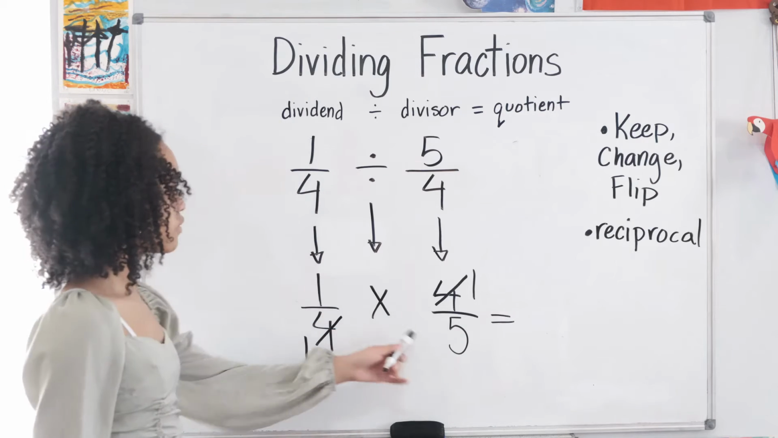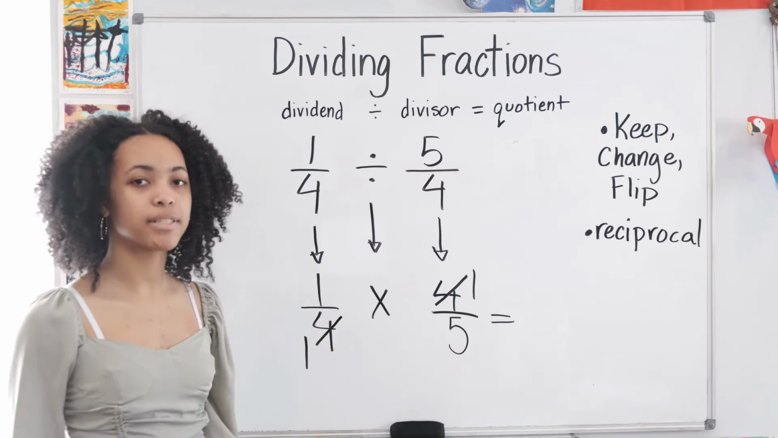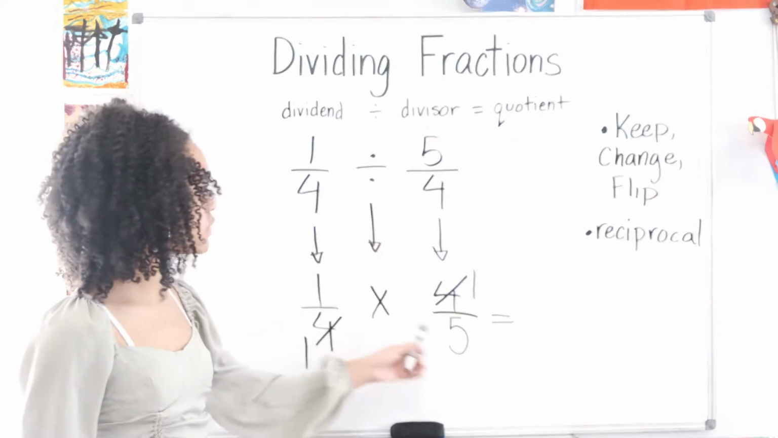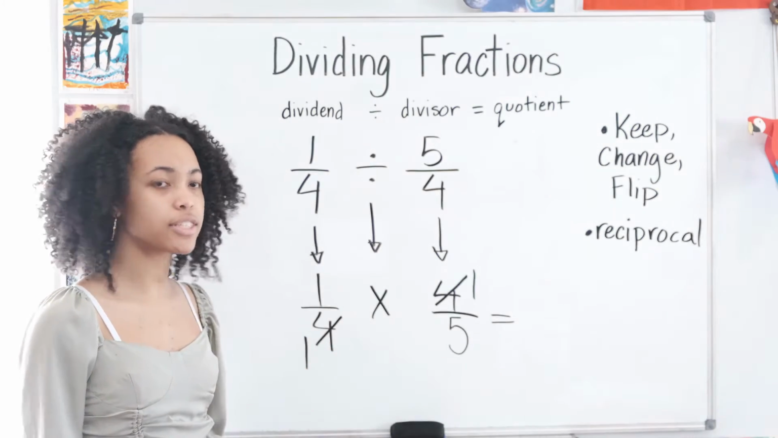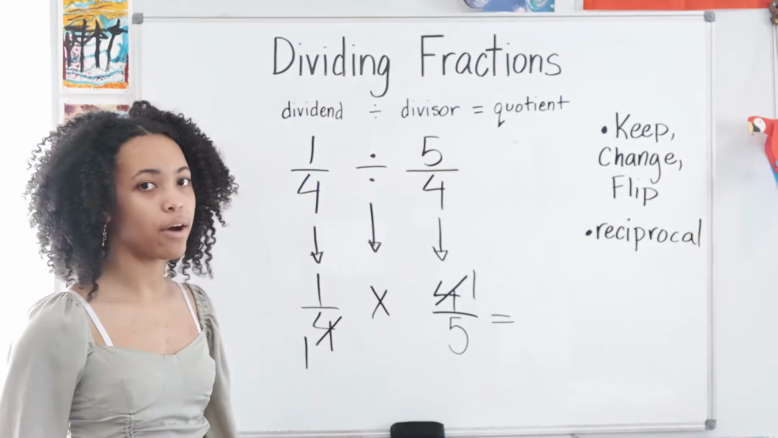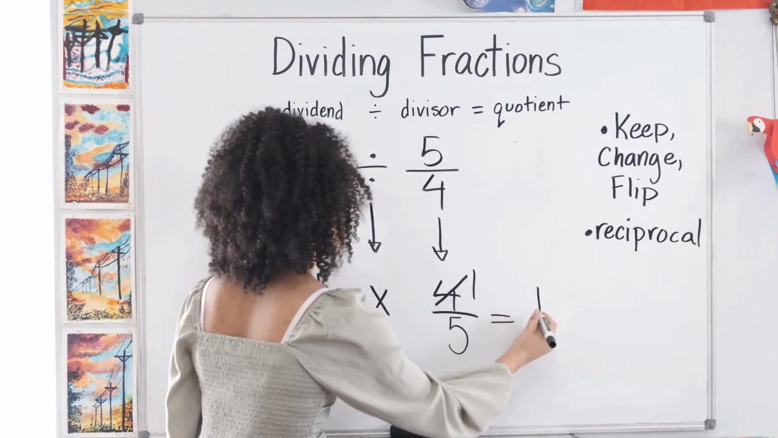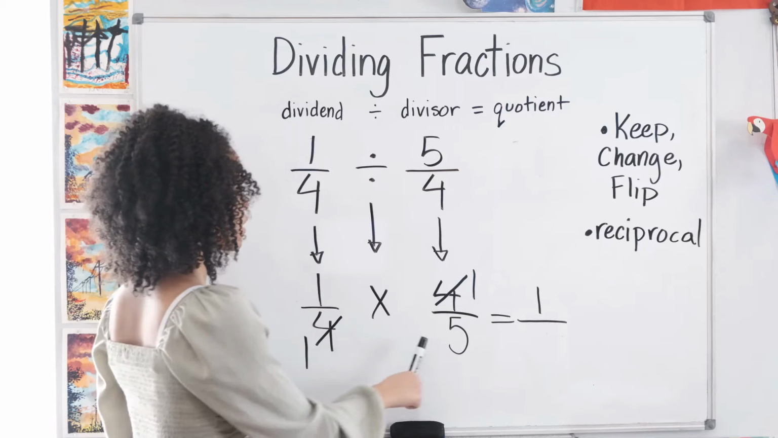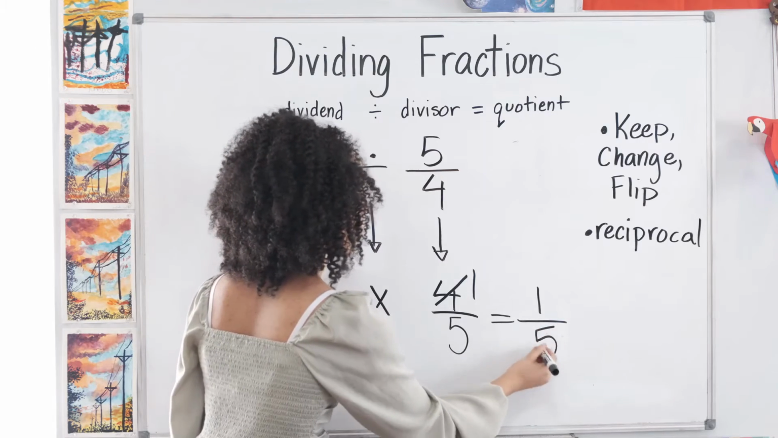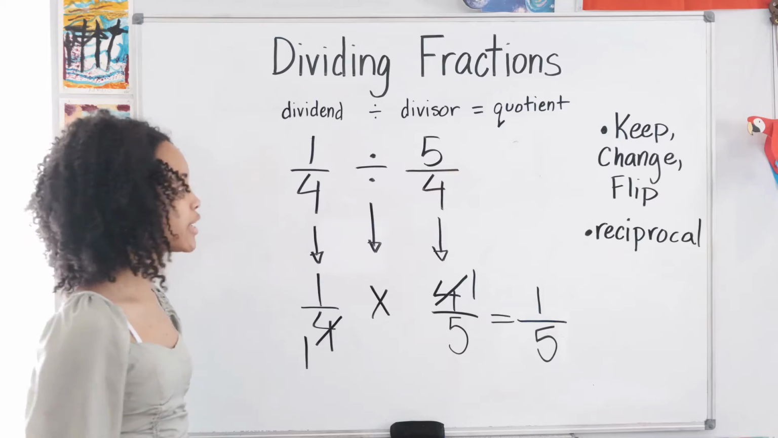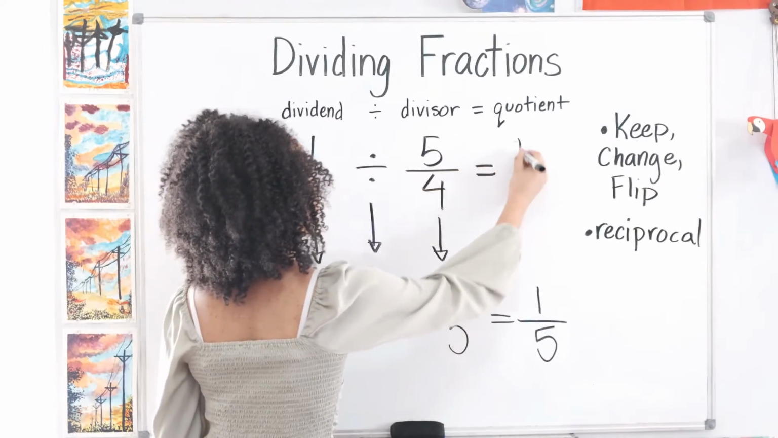Now let's look at the 1 and the 5. There isn't a number besides 1 that can fit into both of these numbers evenly, so you just keep them the same. Now we can multiply. 1 times 1 is 1. And 1 times 5 is 5. So we get a final answer of 1/5.